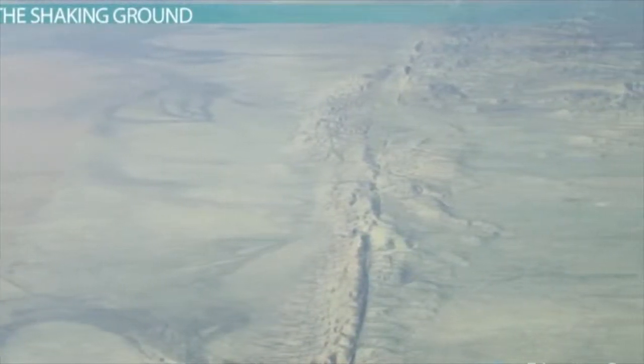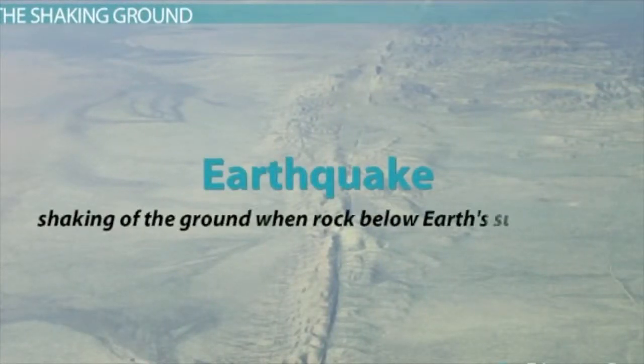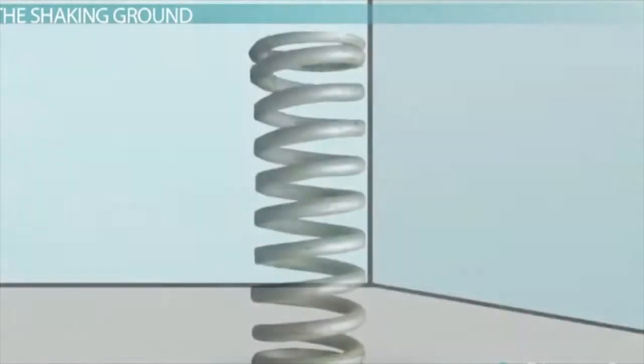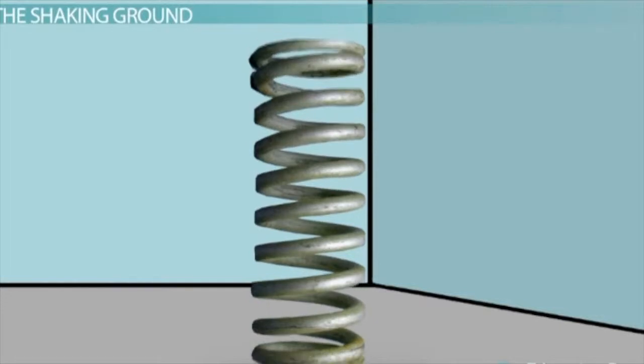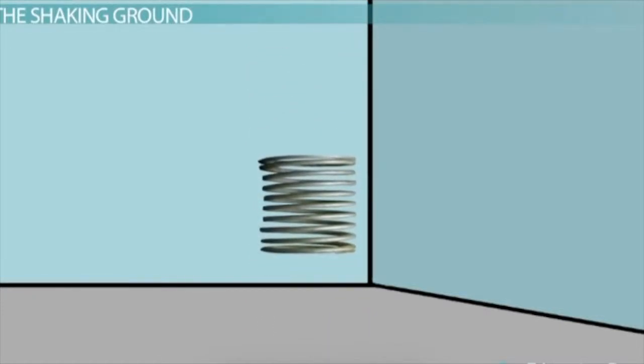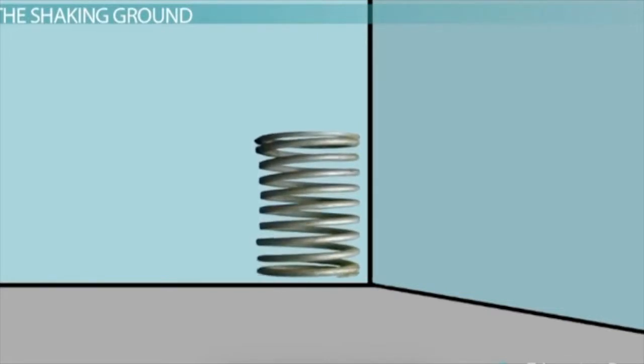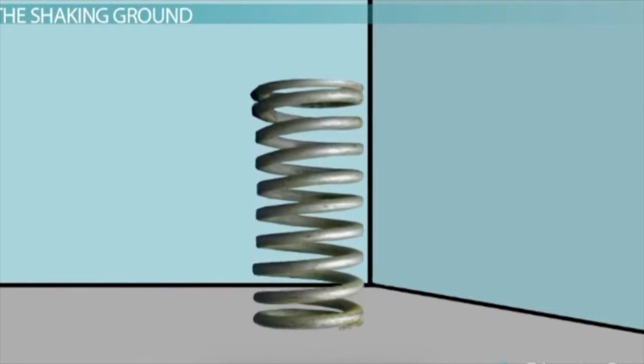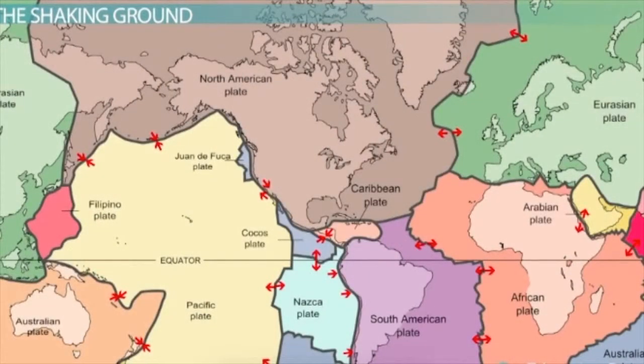An earthquake is not one isolated event. However, much of the ground shaking that comes from an earthquake, which is the shaking of the ground when rock below Earth's surface breaks, comes in one large burst of energy. This is similar to a spring recoiling. When you push the spring together on itself, it builds up energy. When you let go, the energy explodes outward in all directions from the center point.